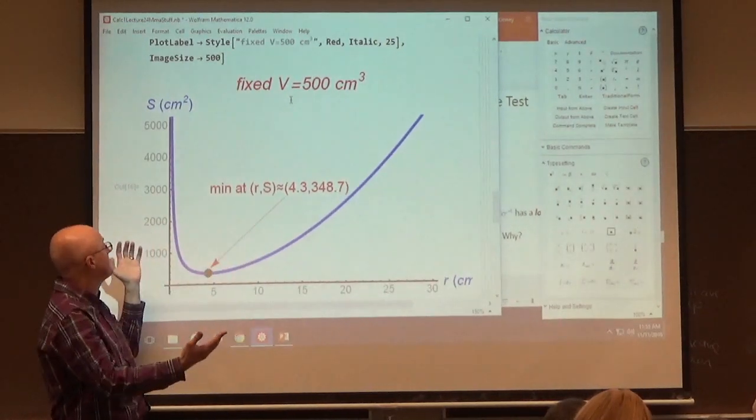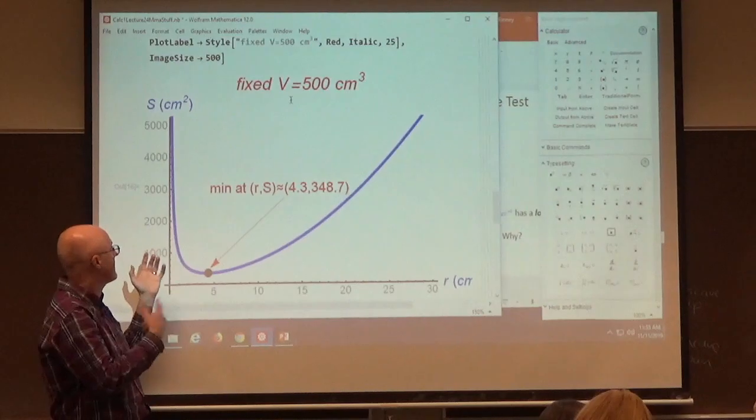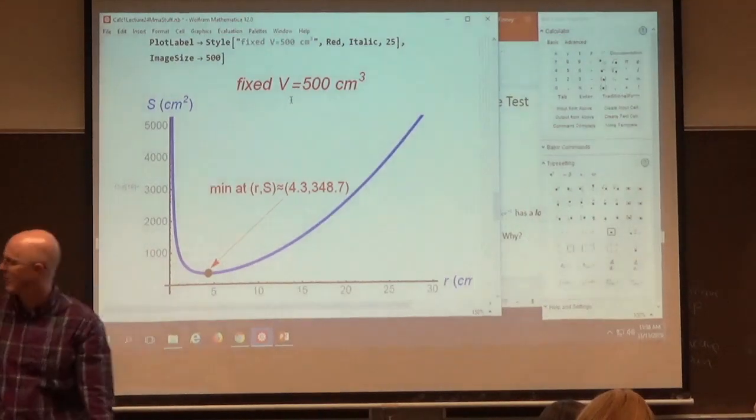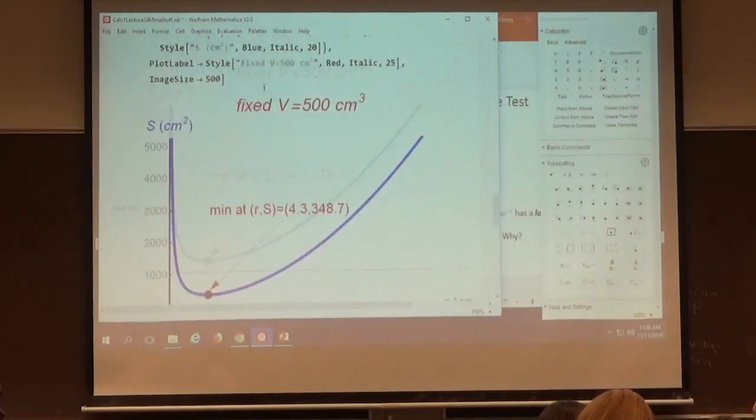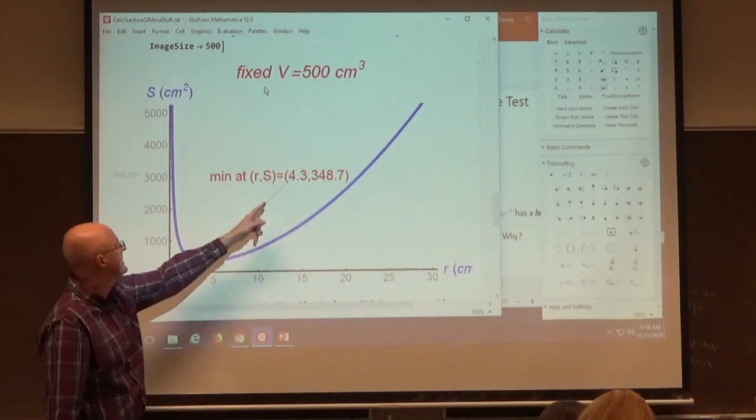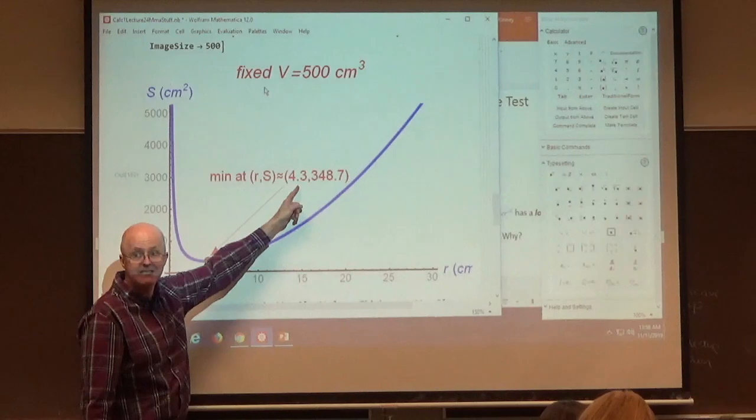You don't see the best height to use out here. You'd have to plug back into the function to find the height. You would plug back into this thing. Well, actually, it was double the optimal radius, right? So the actual optimal height is going to be 8.6 centimeters.